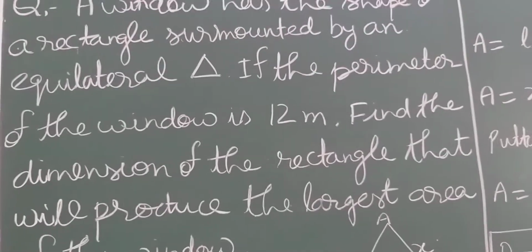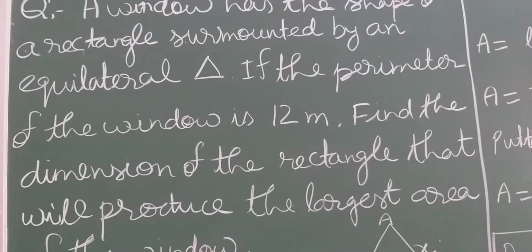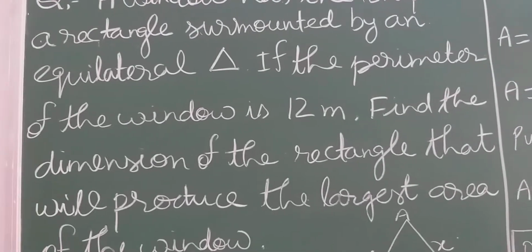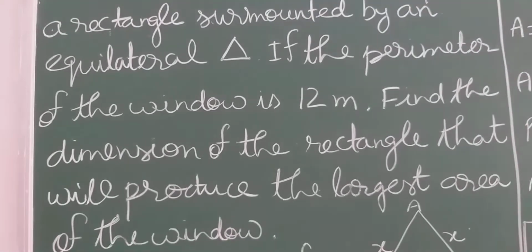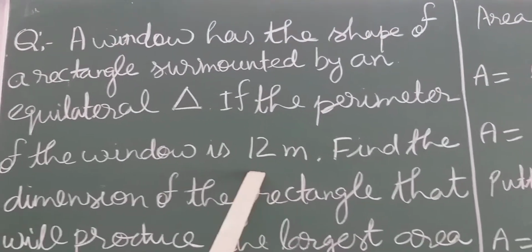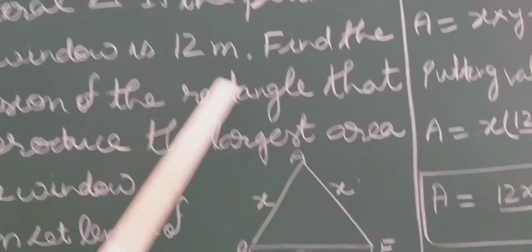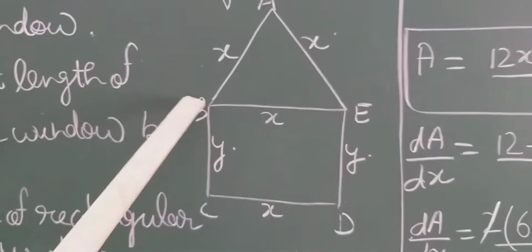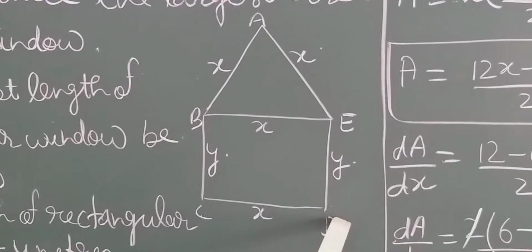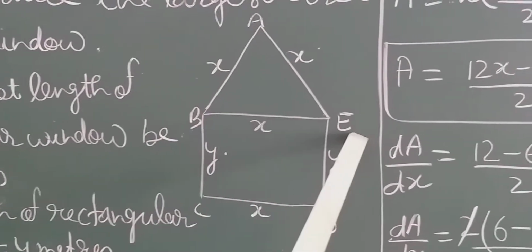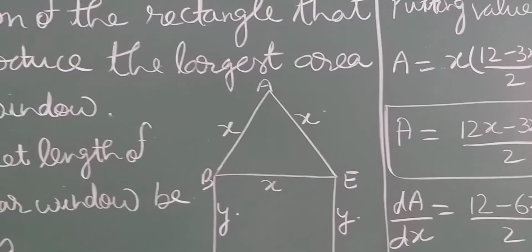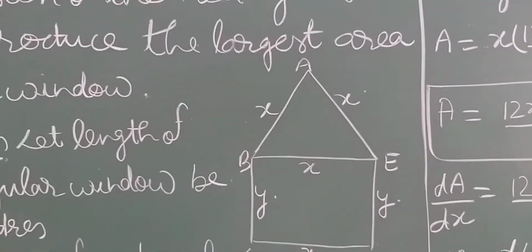So we have to find out the dimensions of the window, means length and breadth of the window, which is rectangle in shape. And the perimeter of the window is given to us, 12 meter. So this is the window. BCDE is the rectangular part of the window, and ABE is the equilateral triangular part of the window.